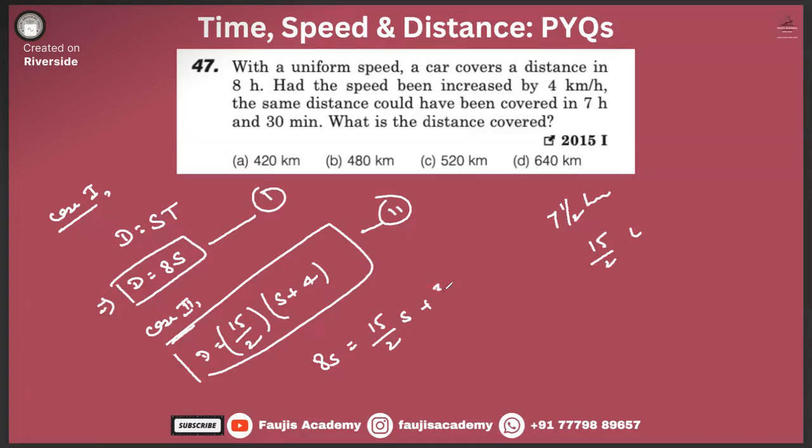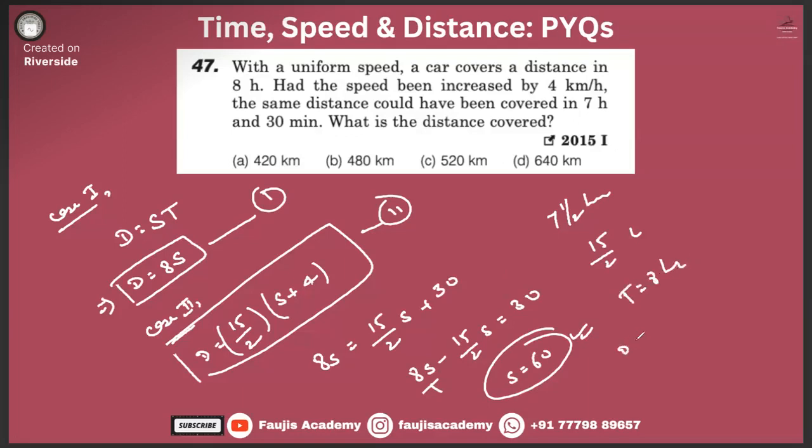So 30, right? Now if it comes this side, 8S minus 15 by 2 S is equal to 30. This is 2 times 8, 16. 16 minus 15, 1 by 2 S is equal to 60. If S is equal to 60 and T is equal to 8 hours, obviously the D will be equal to 480 km, right?